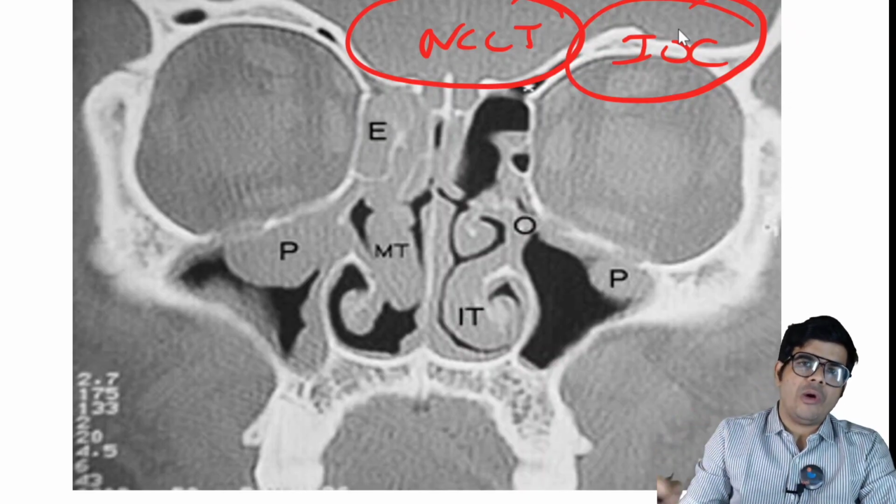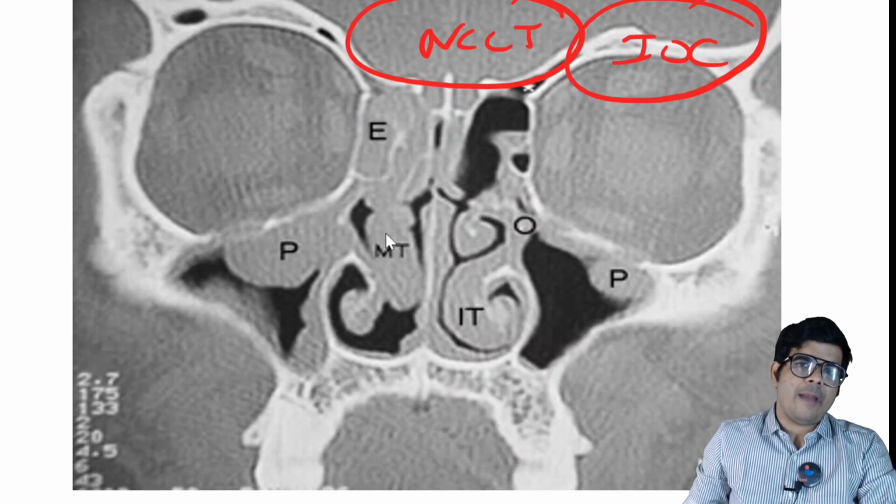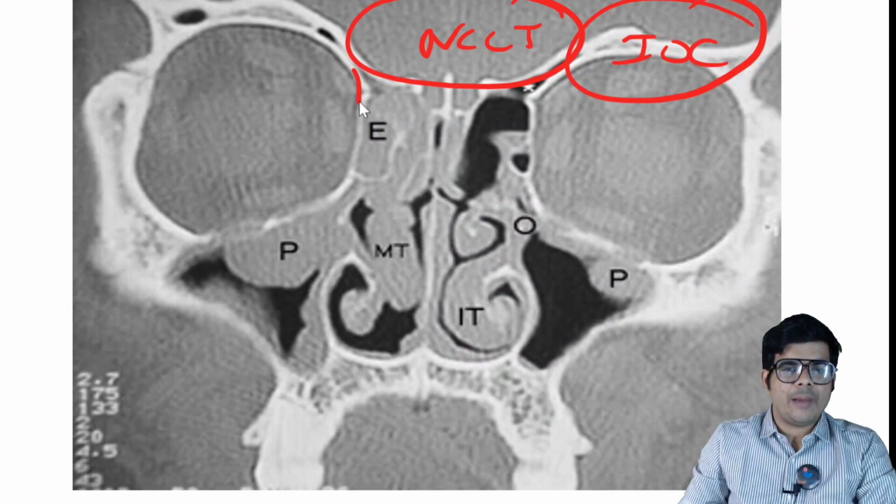You will be looking for where all the polyps are seen. As you can see here, the polyps are seen in the maxillary sinus and the ethmoid sinus on the right side. And apart from that, you will be looking for the lamina papyracea if there is any dehiscence, or in the cribriform plate of ethmoid, what is its depth.